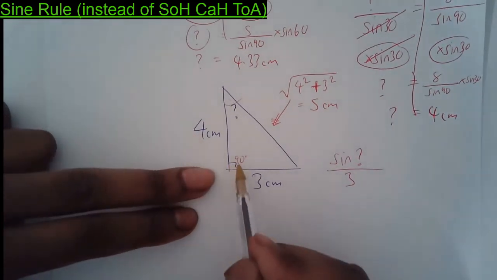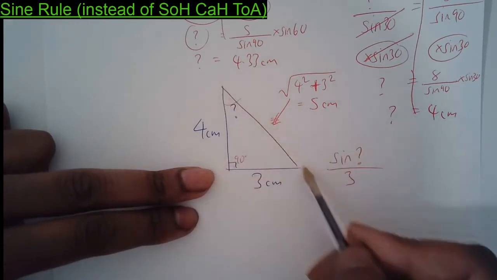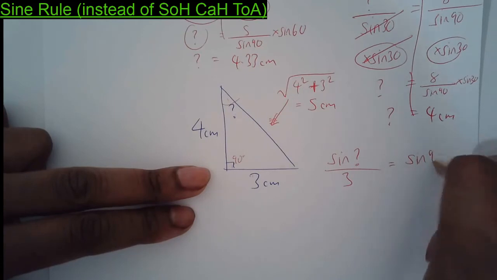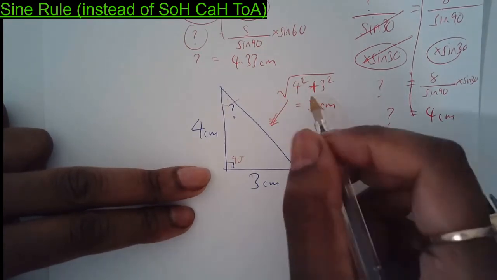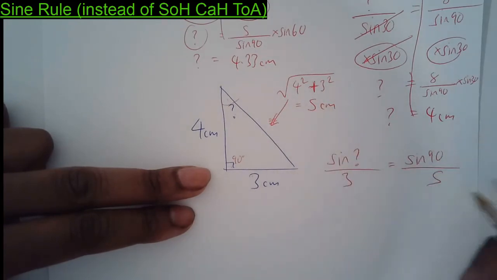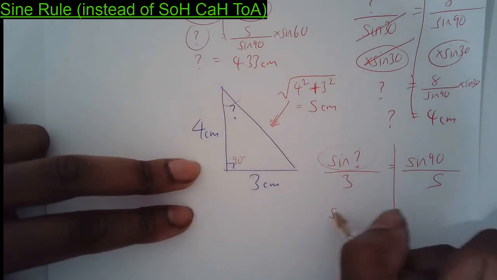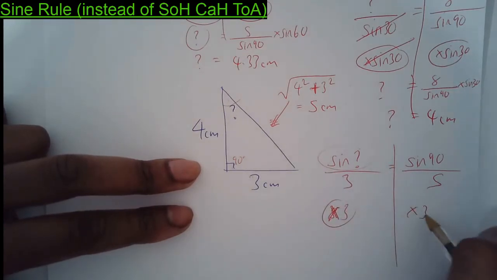So we now know that sin 90 will be coupled with 5 centimeters. Notice all the sinners are on the top this time. Sin 90 is coupled with 5. I'm going to work out sin question mark. So to get rid of divide by 3, times by 3. Do the same on the other side.